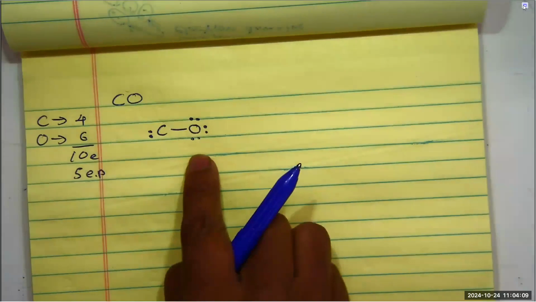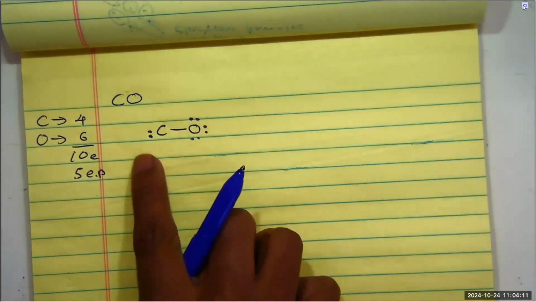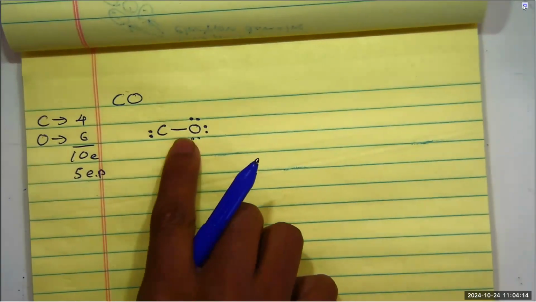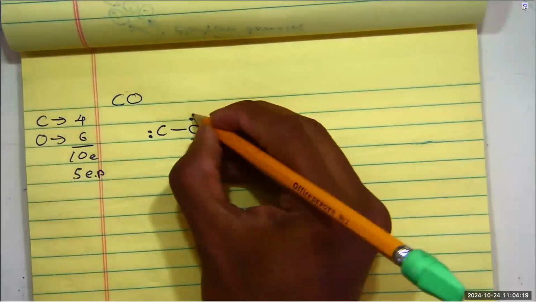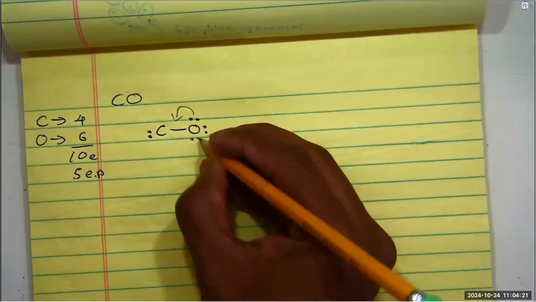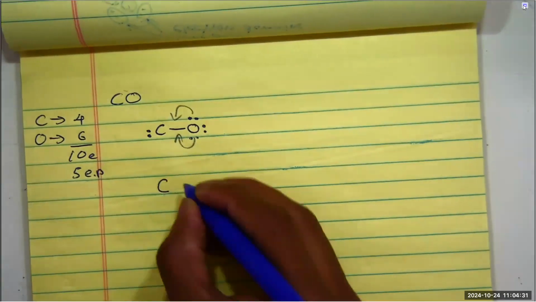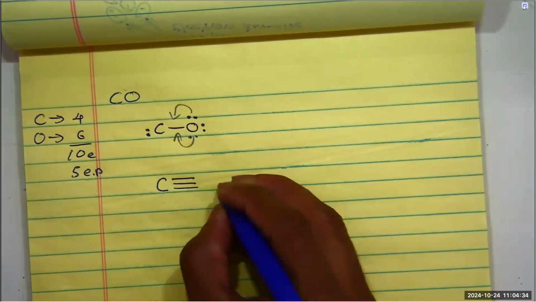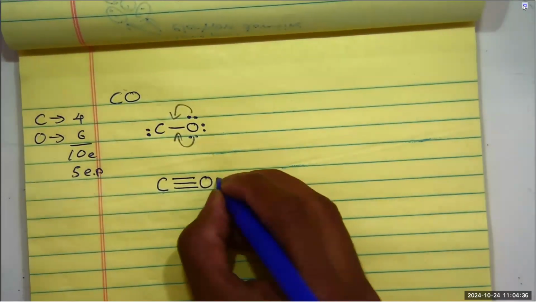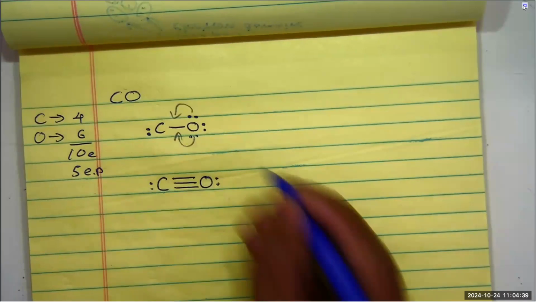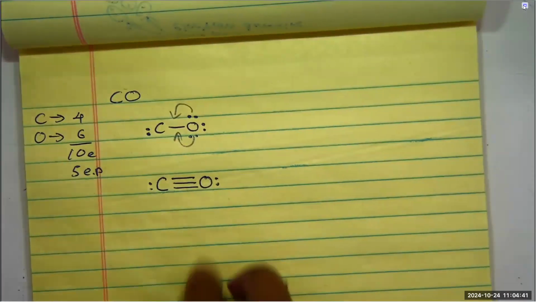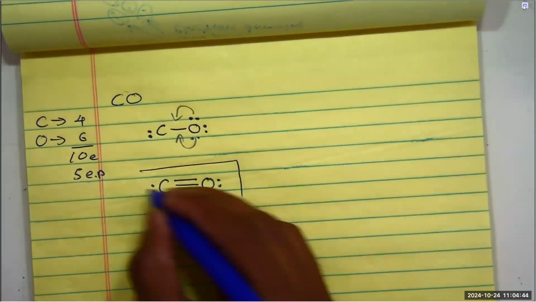Okay. Now, I have an octet of electrons on oxygen, but on carbon, I only have 1 lone pair and 1 bonding electron pair, meaning only 4 electrons. So what do we do? We share these lone pairs with carbon so that carbon can have an octet as well. So we can share or delocalize these electrons. And when we do that, we are going to have a triple bond between carbon and oxygen, and then 1 lone pair on each of them. Therefore, this is our Lewis structure of carbon monoxide.